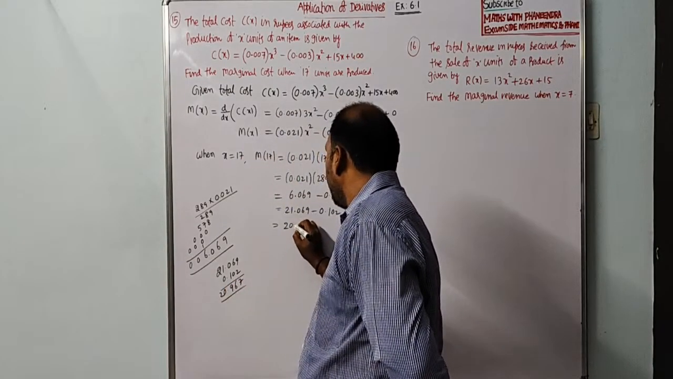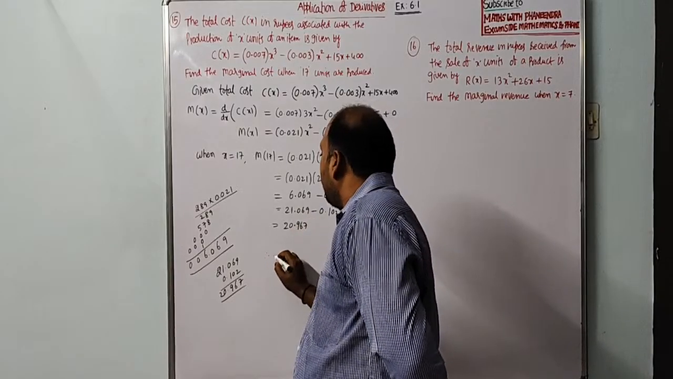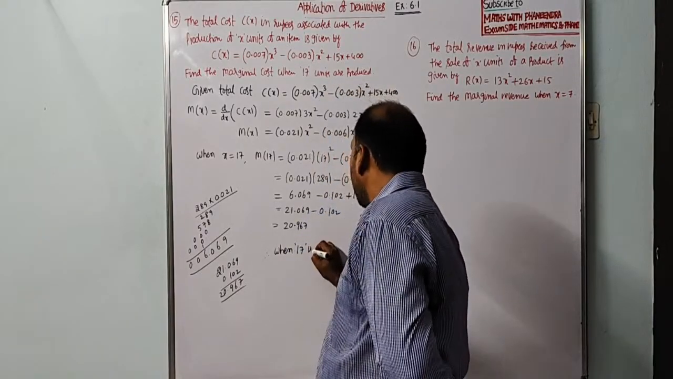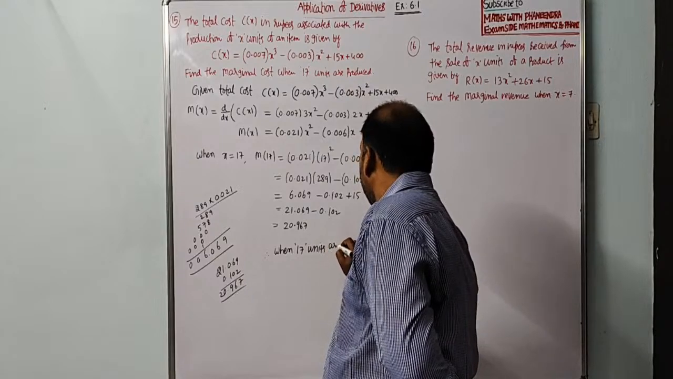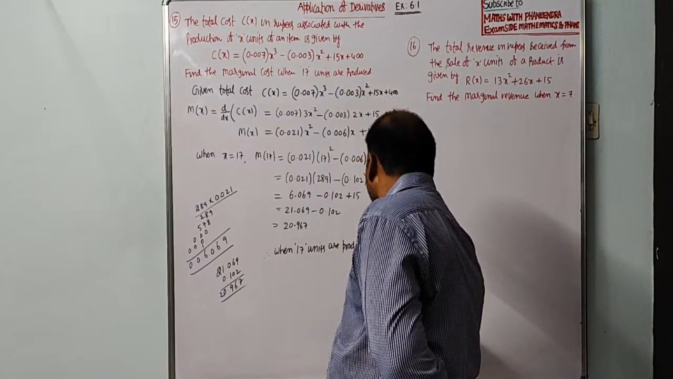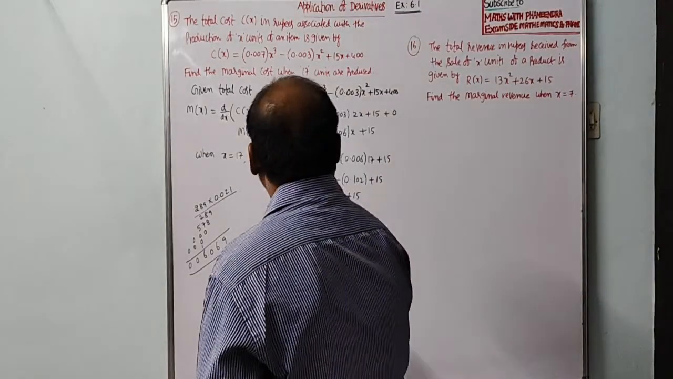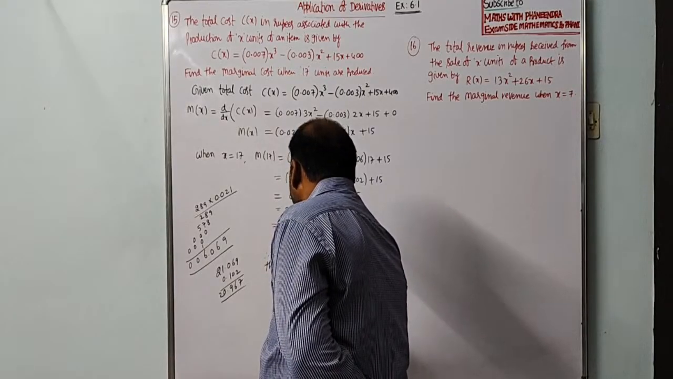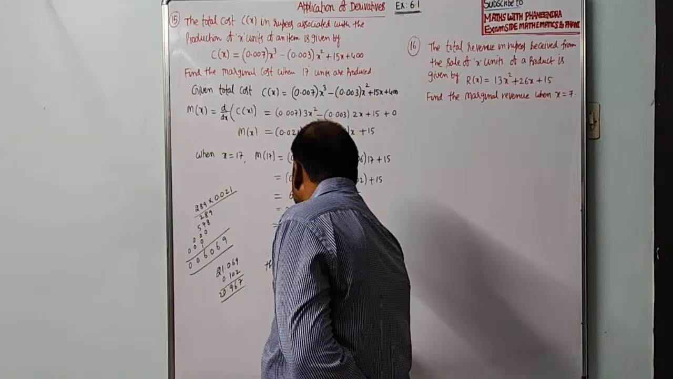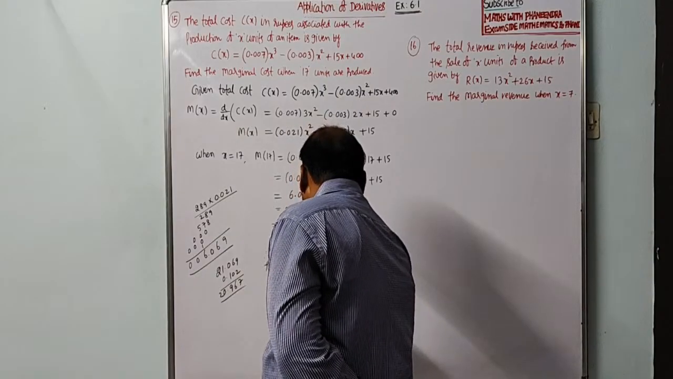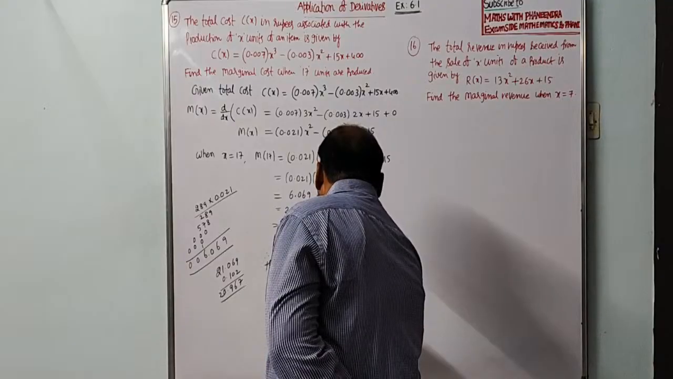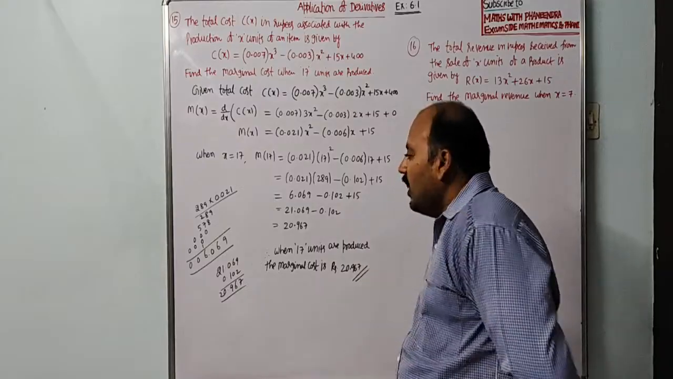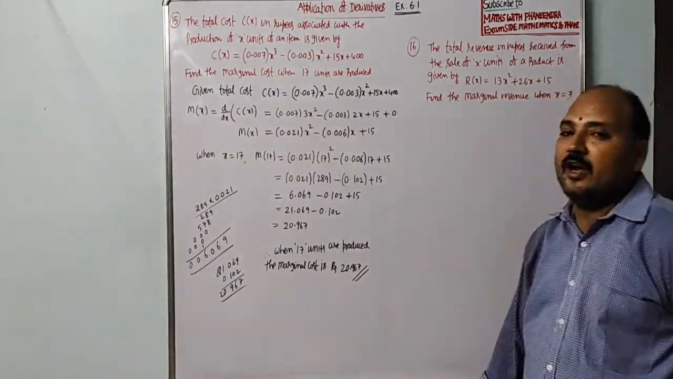So therefore 20.967. Therefore, when 17 units are produced, the marginal cost is, it is in rupees, no? 20.967. I hope everyone understands this, students. We'll go to another question here.